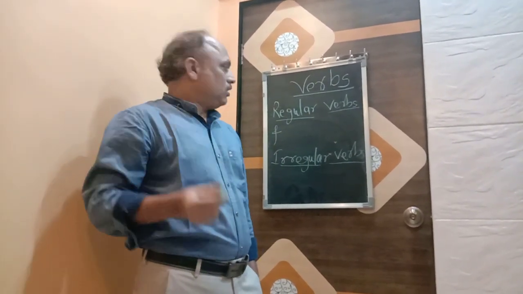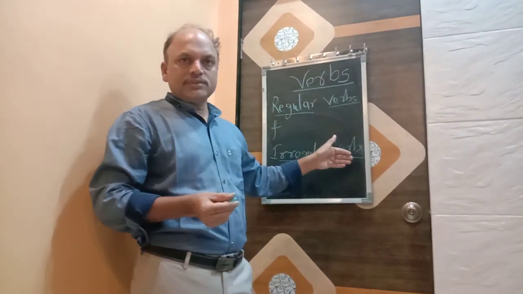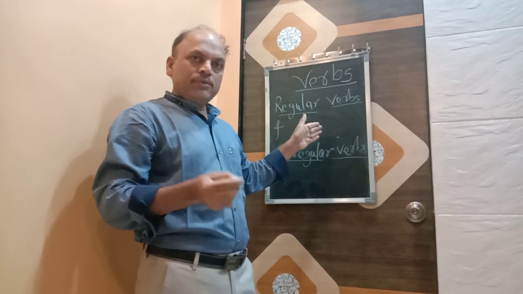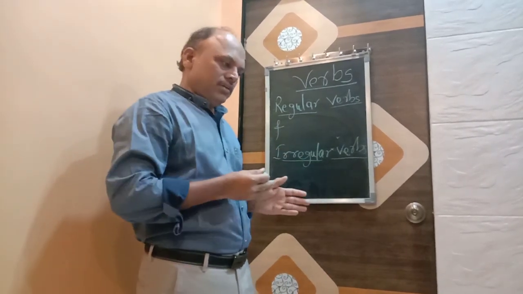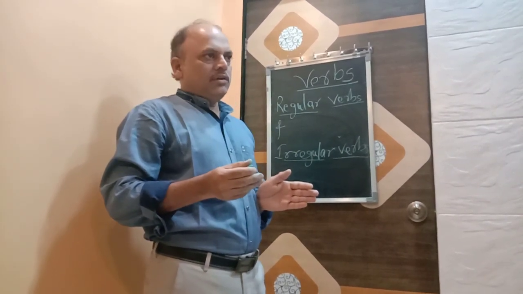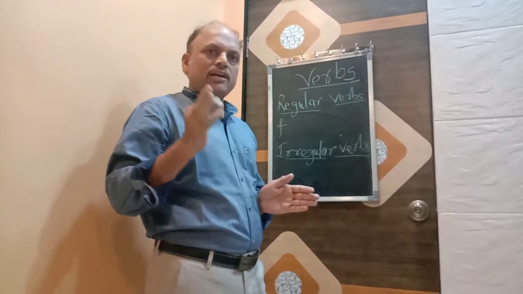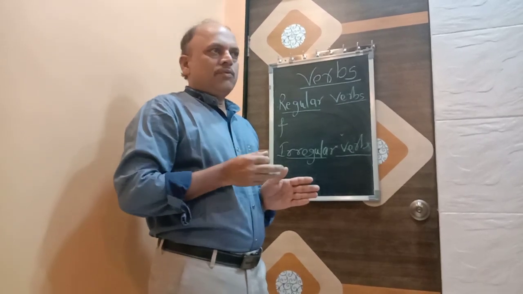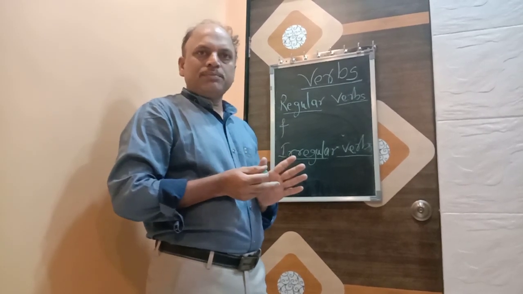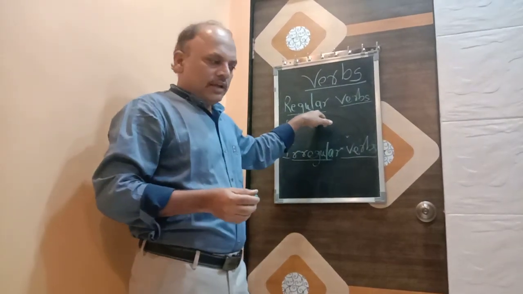Friends, coming to the next part of verbs, regular verbs and irregular verbs. Regular verbs are also called weak verbs. Regular means the verbs which are formed by adding d or t or ed to make the past tense. You know, there are three forms of verbs. The first is the present, then the second is the past tense, and the third is the past participle.